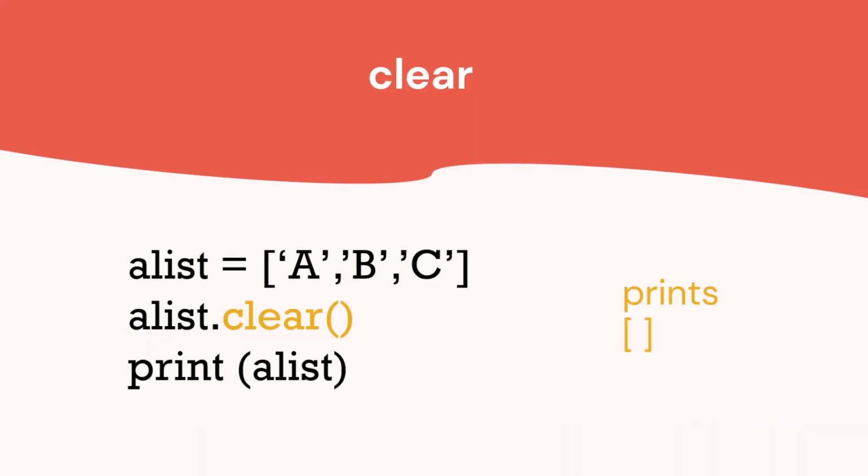Now, if we want to keep the list but remove all the elements, we can use clear. So here we've got alist.clear. When we print it, we've still got the list. It exists, but it's empty. So that will just print the square brackets to say we have an empty list.